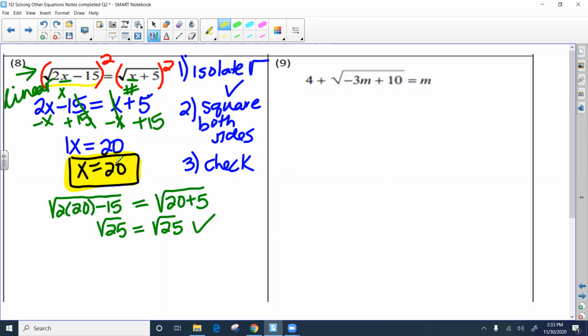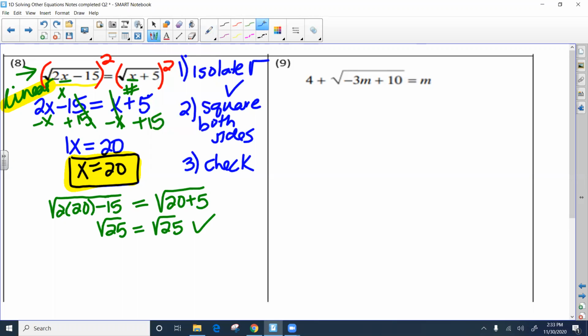Okay, those 3 examples we did, all 3 of them ended up with a linear equation after we got rid of the radical. So our last example, number 9, is not going to be quite as simple. This is going to be a little bit more involved. It's going to involve more algebra. So this is definitely more of an algebra 3 type of problem.